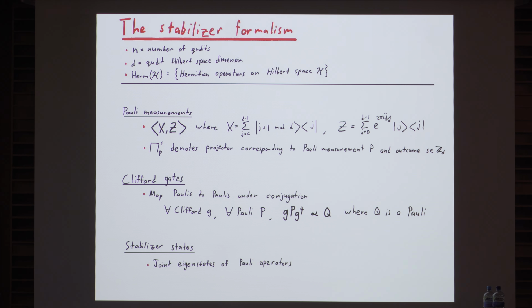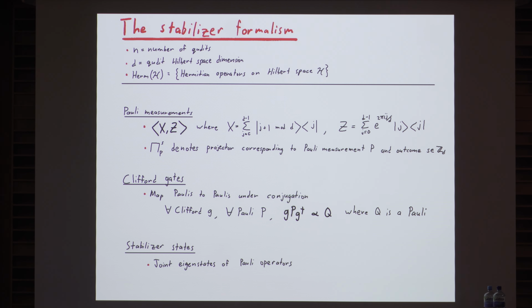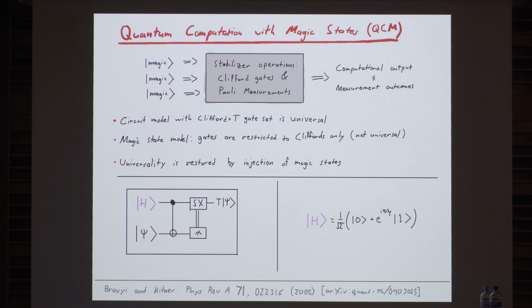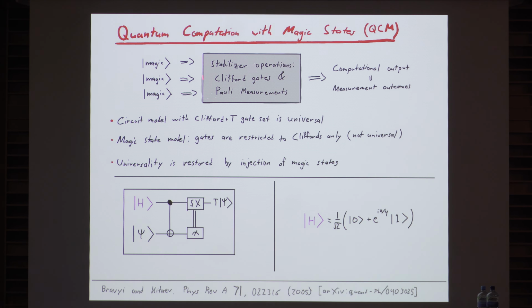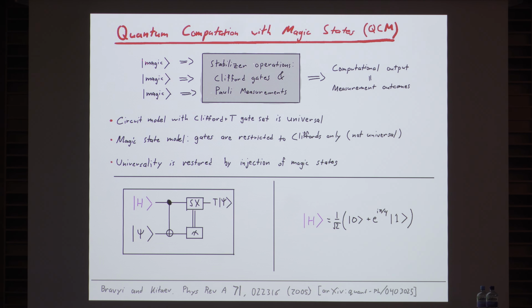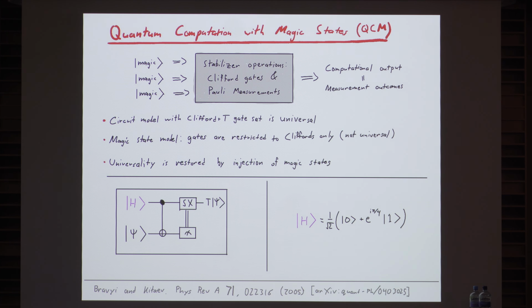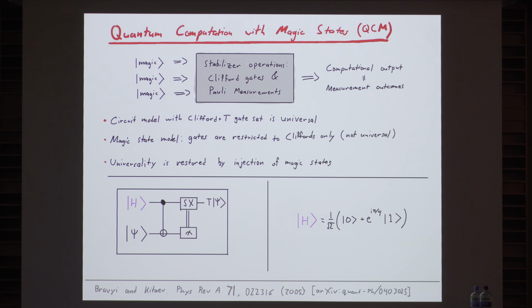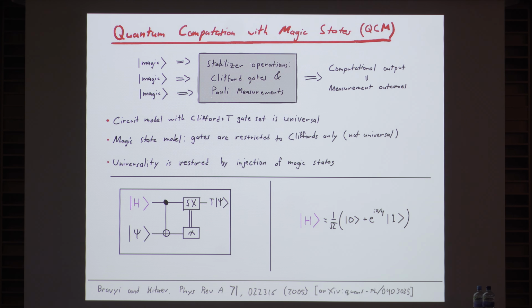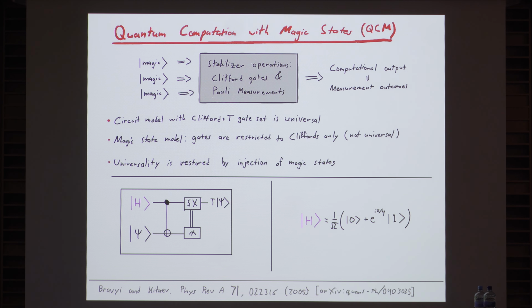And then the last thing we have in stabilizer formalism is stabilizer states. And these are just joint eigenstates of the Pauli operators. So the computational model we're looking at is quantum computation with magic states. This is my picture of what it looks like. You got a bunch of magic input quantum states. They get fed into some quantum circuit, which consists of just Clifford gates and Pauli measurements. And then you get some computational output, which is derived from the measurement outcomes of these Pauli measurements in the circuit.